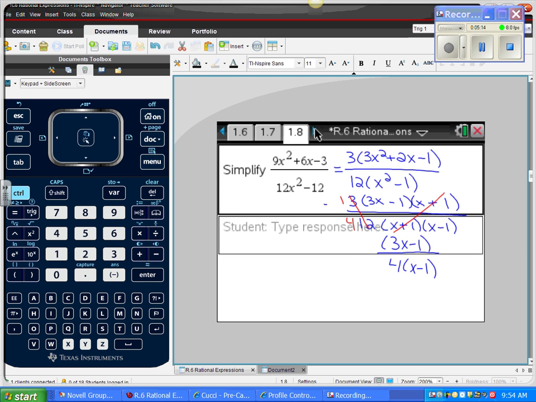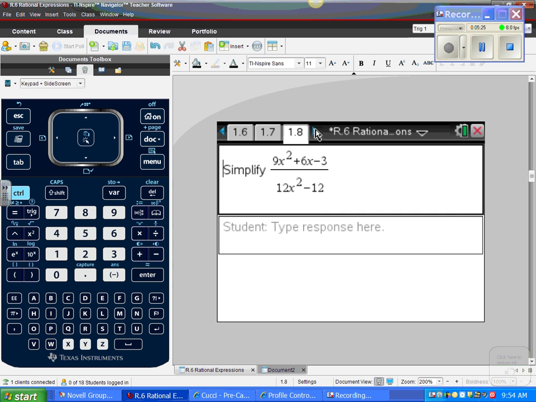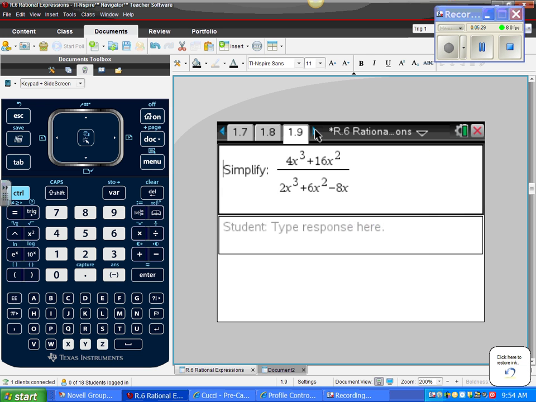And I should have these in here as well. I apologize. Okay, so that's simplified. All right, so let's try another one. And it's going to be a ton of factoring. That's why we did all that practice, okay?